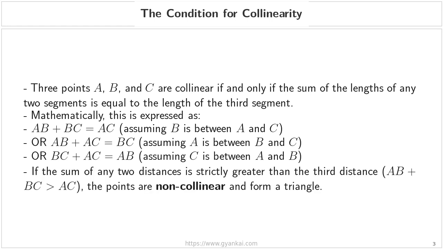However, it is equally important to recognize the alternative. If the sum of any 2 distances is strictly greater than the third distance, for example, if A to B plus B to C is greater than A to C, then the points are noncollinear. In this case, the points won't lie on a single line, but will instead form the vertices of a triangle. We will see how to apply this logic in our upcoming worked example.